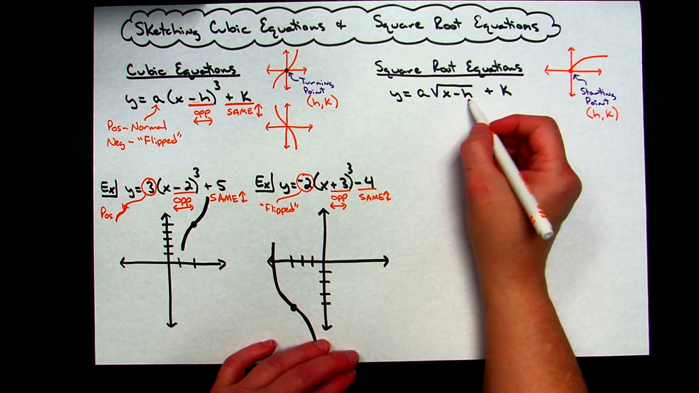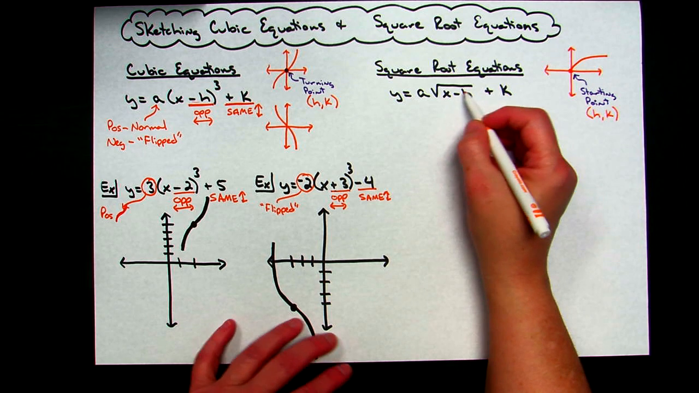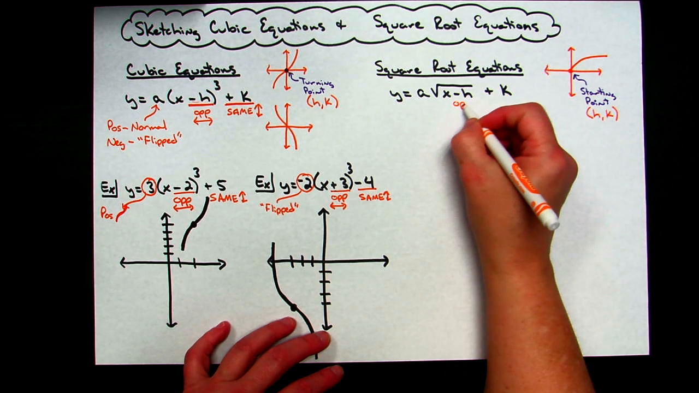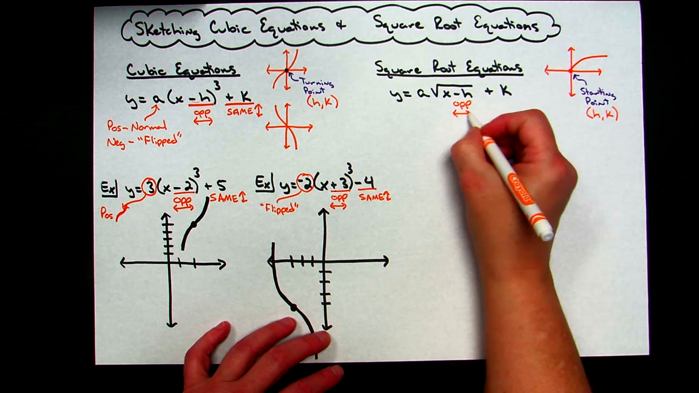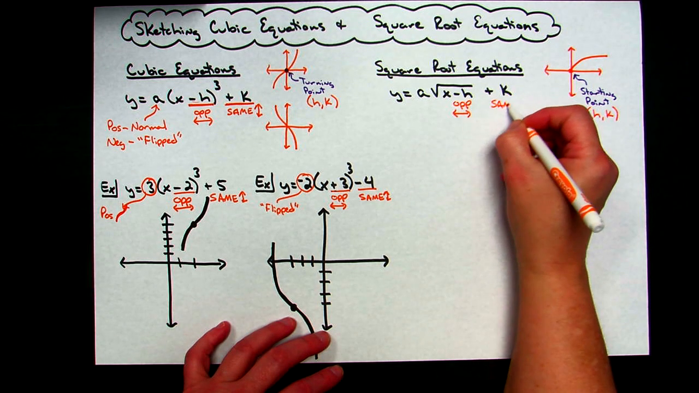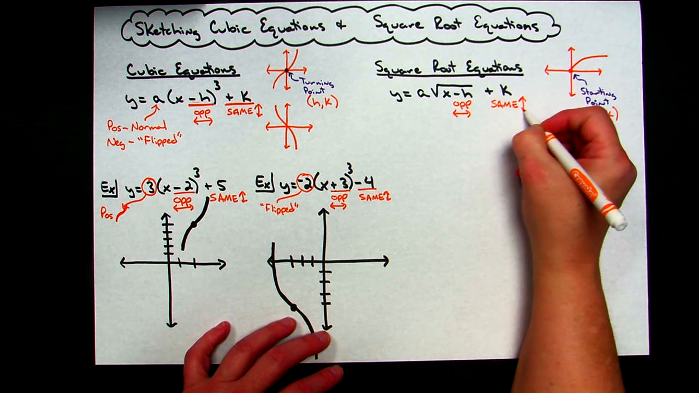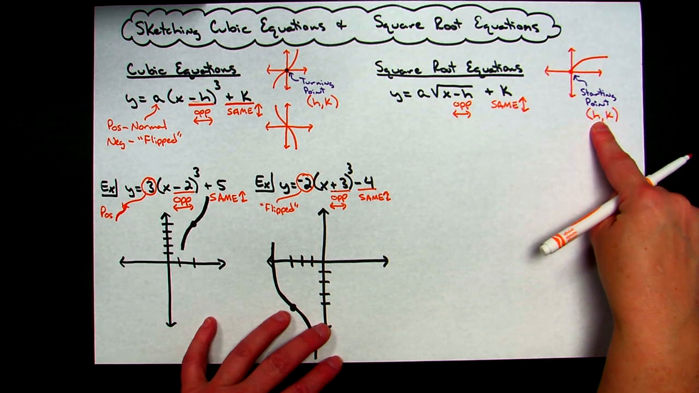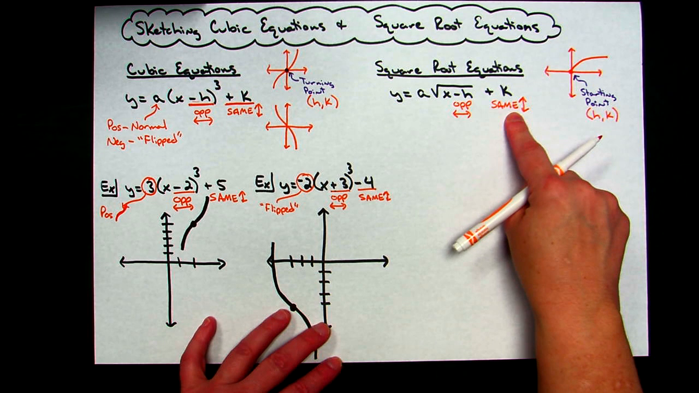This h value is on the inside of the function, just like that h value is on the inside of the function. This is going to tell me how to shift opposite left or right. And the k value is on the outside, so it's going to tell me how to shift the same up or down. And here again, for the same reasons as it worked over here, when I pull that h value out, it becomes my x coordinate of that starting point. When I pull the k out, it becomes the y coordinate.